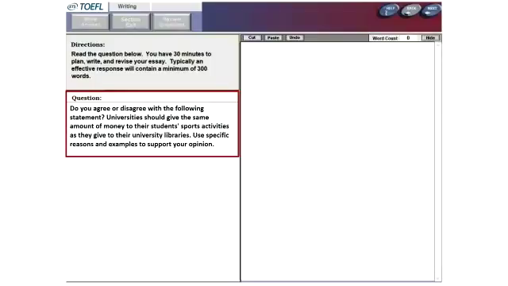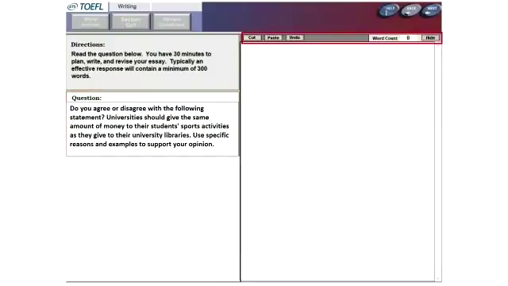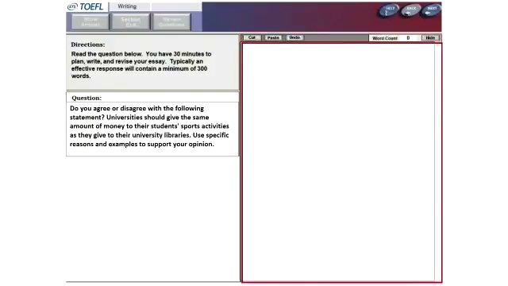And then on the right side of the screen, you have your features here where you can cut, paste, and undo. And as you type, you can see your word count displayed. And then here is the space where you actually type your essay. Okay, so let's take a look at my example.